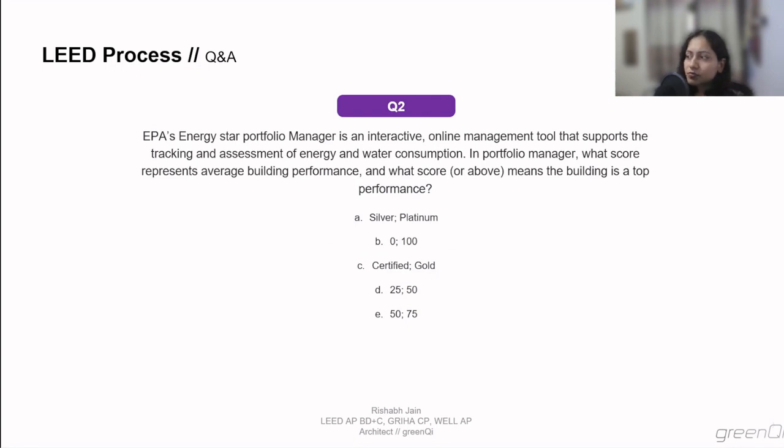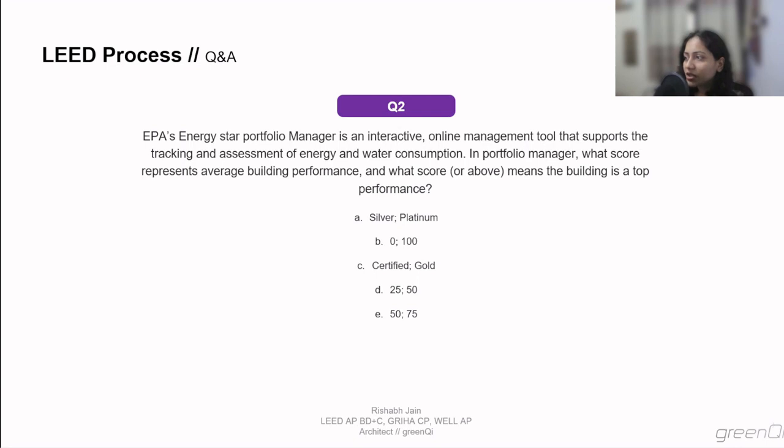Moving to question 2. EPA's Energy Star Portfolio Manager is an interactive online management tool that supports the tracking and assessment of energy and water consumption. In Portfolio Manager, what score represents average building performance and what score or above means that the building is a top performer? A. Silver and Platinum, B. 0, 100, C. Certified, Gold, D. 25, 50, E. 50, 75. You can check what you think is the right answer.